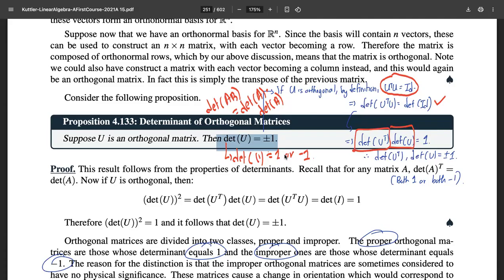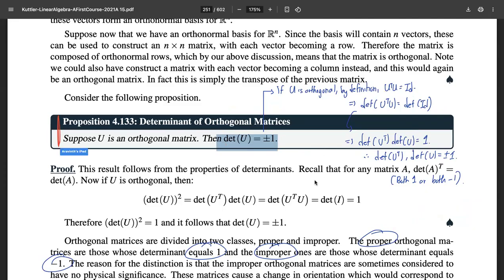Okay? And what does this mean? We also know that the determinant of the transpose is equal to the determinant, because we can just choose a different row or a different column to compute that determinant. They are the same thing. So what we have is that the determinant of U squared is 1, and this means that the determinant of U is either plus or minus 1. So yeah. And that gives us the proof of this proposition.